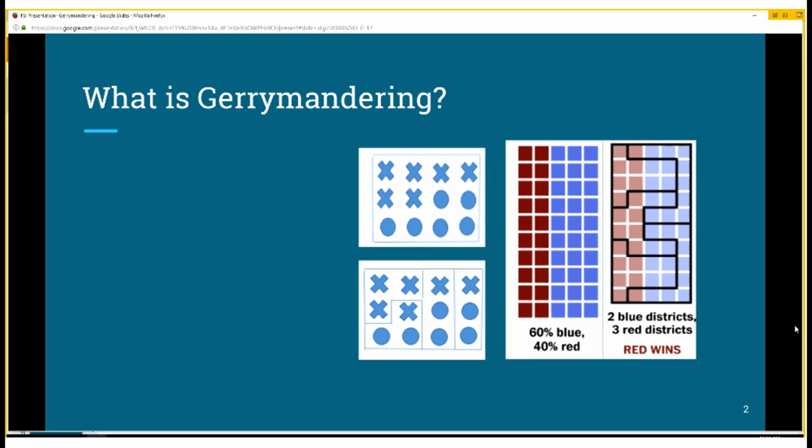What is gerrymandering? Now, the United States House of Representatives has 435 seats, meaning that there are 435 congressional districts distributed among the 50 states. The number of congressional districts allocated to each state is dependent on that state's population. So if the state has a higher population, then there will be more districts allocated to that state and therefore more seats for that state in the House of Representatives.